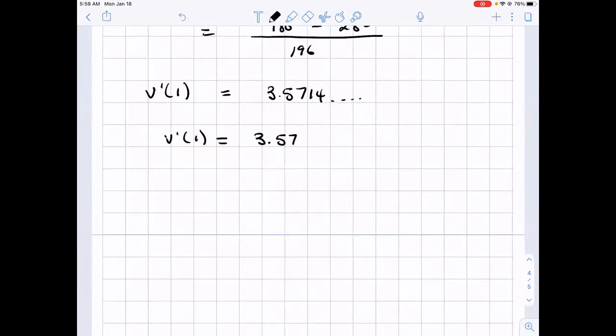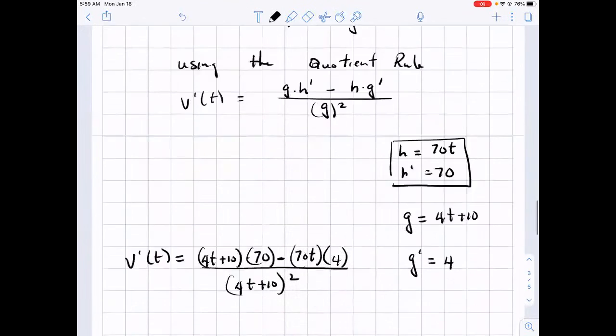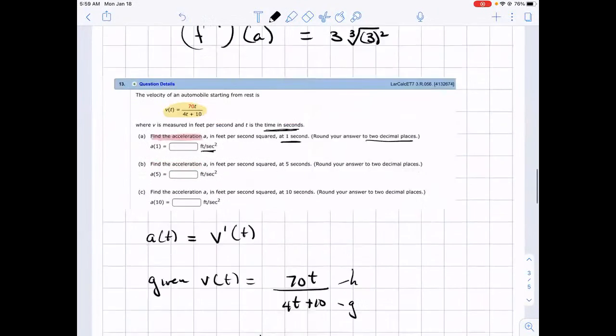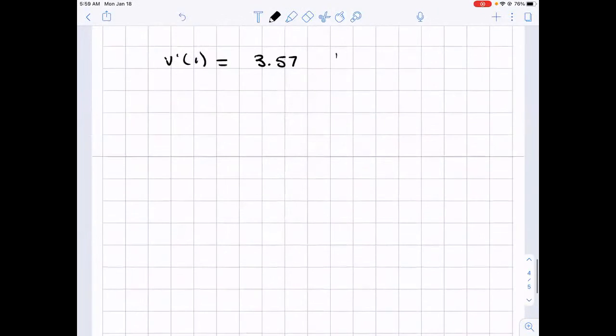3.75, and since they're asking for the acceleration here, the unit has to be feet per second squared. So feet per second squared. It's very important that you write in your units as you solve for these problems.